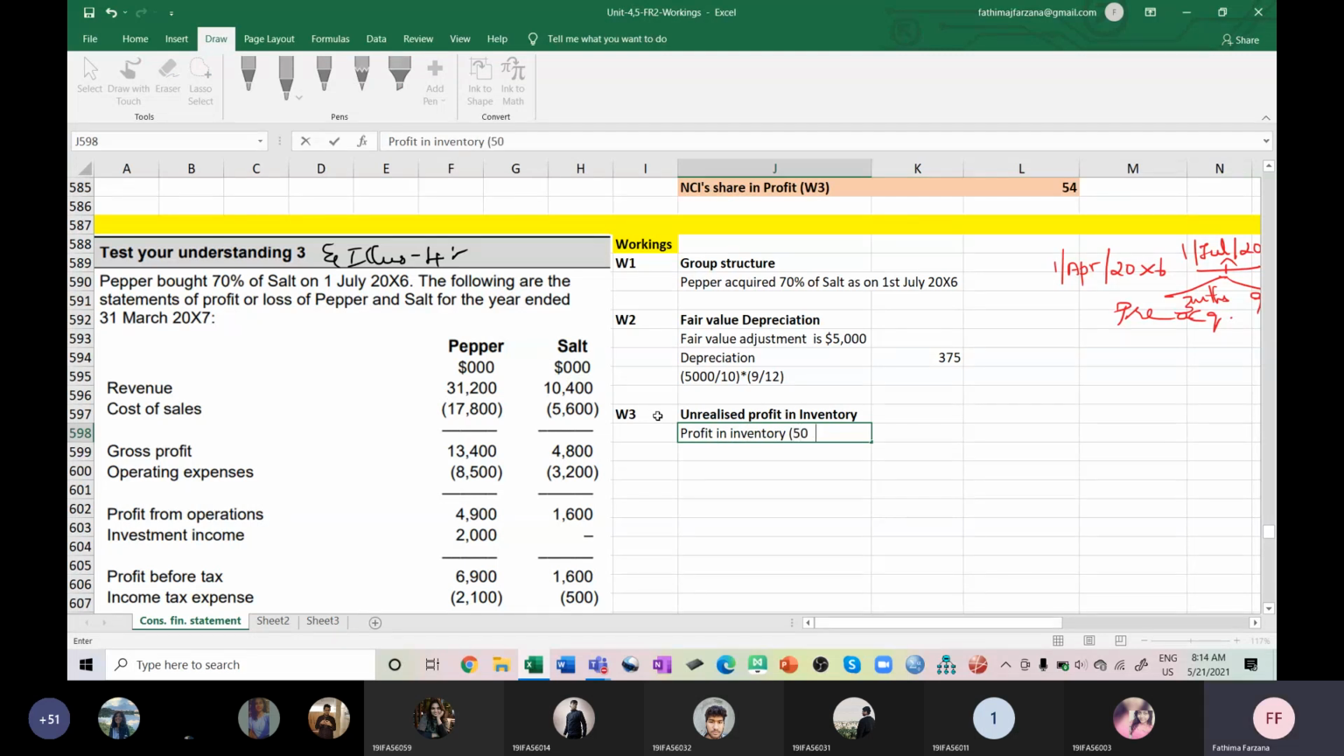I'm going to find only 500 into 35. It's 175. This is the unrealized profit part, which is included.